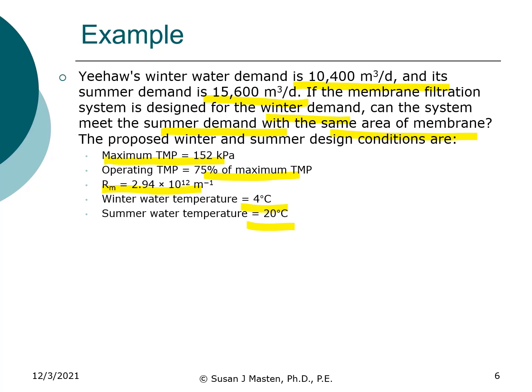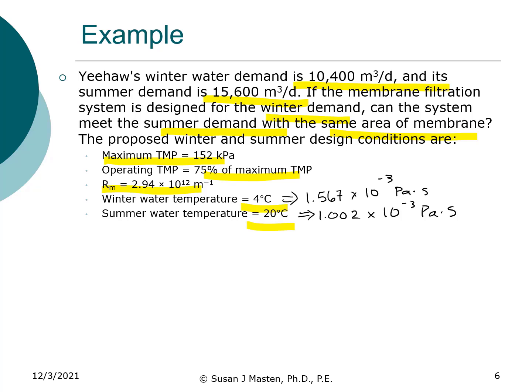So we need the dynamic viscosity. We can look that up in the appendix in the textbook. And at 4 degrees, this is 1.567 times 10 to the minus 3 Pascal seconds. And at 20 degrees, it is 1.002 times 10 to the minus 3 Pascal seconds.